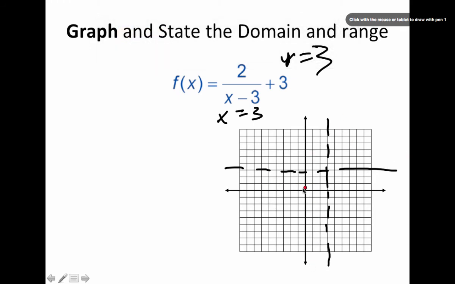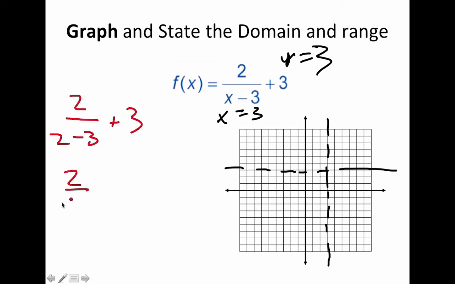So again, I could put in like 2. 2 over 2 minus 3, plus 3. 2 over negative 1 plus 3. Negative 2 plus 3 is 1. So I put in a 2, and it's 2, 1. So I'm going to be there. Follow this guy and go down. We're not being exact here. We're getting a rough sketch with the correct asymptotes.